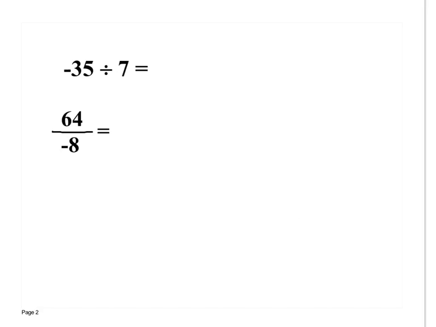Negative 35 divided by 7. The signs are opposite, so my answer has to be negative. 35 divided by 7 is 5. So negative 35 divided by 7 is negative 5. 64 divided by negative 8 is negative 8.